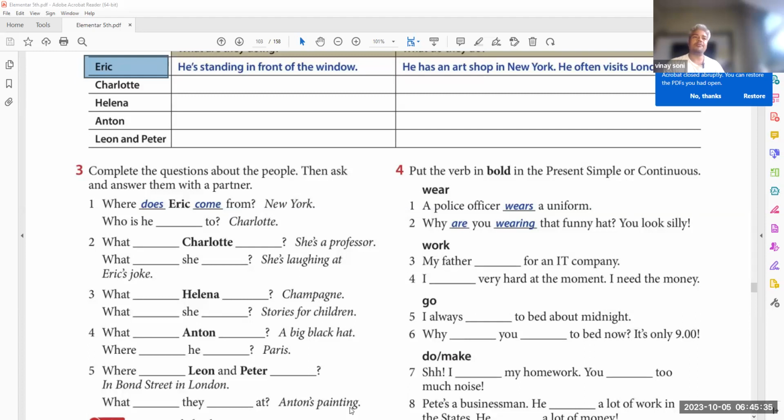You are all very selfish. I've just realized that. You are all very selfish. Instead of saying you all are very selfish, you are all very selfish. Okay.